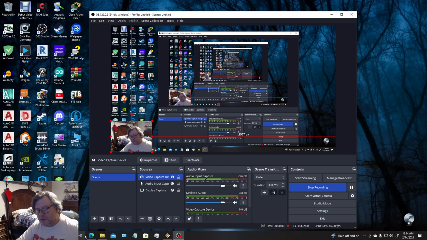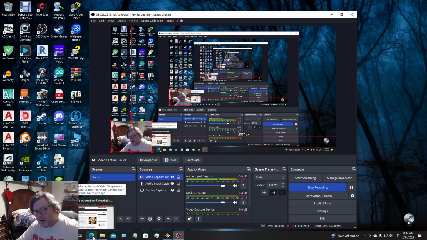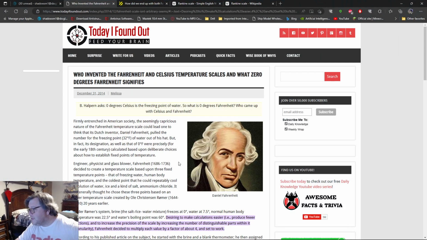Now, the first question that we're going to try to answer is, why was the Fahrenheit temperature scale developed? Alright, I hope this answers the question thoroughly. This is on Today I Found Out, Feed Your Brain, www.todayifoundout.com. Now, I'll try to remember to keep these links open, and the links to the web pages that I found will be in the description box below if you want to look at them yourselves. Alright, why was the Fahrenheit temperature scale developed?